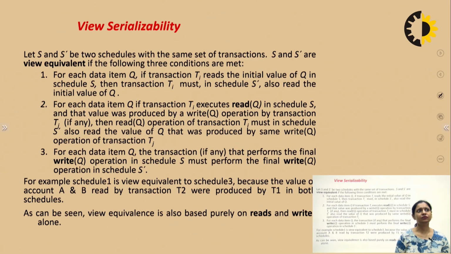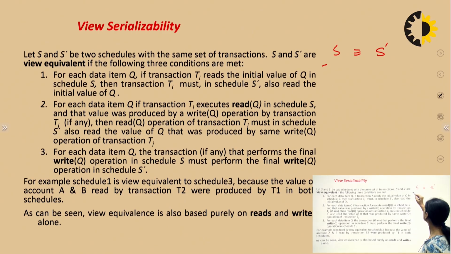When we are talking about view serializability, it holds three conditions. The first condition says, if Ti reads the initial value of Q in schedule S, then the transaction Ti must also read the initial value of Q in schedule S dash. That means, if we have S and S dash as two schedules and they are view serializable, and transaction Ti performs the read operation in S, then Ti should perform the read operation in S dash also.